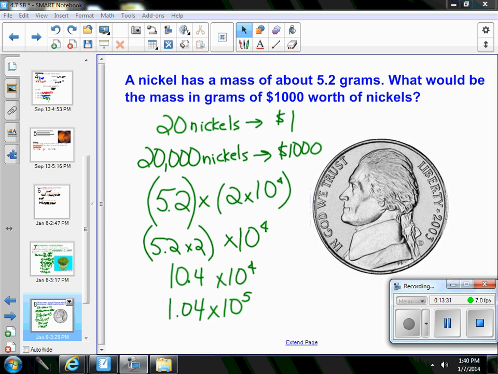So if there's 20 nickels in $1, we take 20 and we're going to multiply it times 1,000, which gives us 20,000 nickels in $1,000. So if each one of those nickels weighs 5.2, we change the 20,000 to scientific notation, then multiply using the commutative property: 5.2 times 2, and we got 10.4, and brought down our power of 10. But our final answer needed to be in scientific notation, so we moved the decimal to the left and changed the exponent to 5. Here we go.